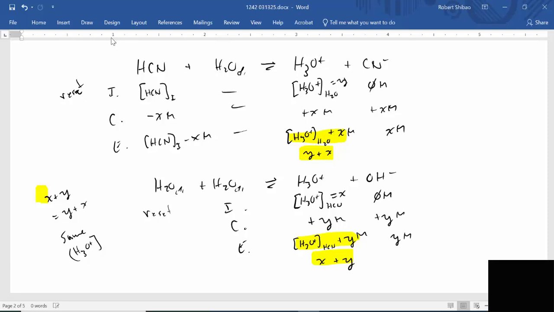Well, if we have two unknowns, how many equations do we need? We need two equations, right? So if we go to the first equation here, this is Ka for HCN. This is going to equal the hydronium ion concentration, which is going to be Y plus X, times the cyanide concentration, which is going to be X, divided by the HCN initial concentration minus X.